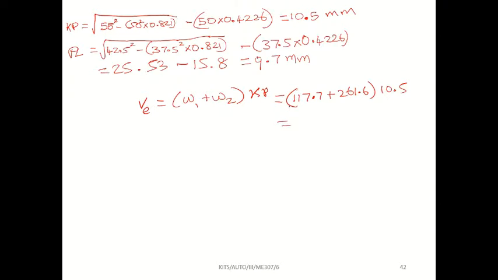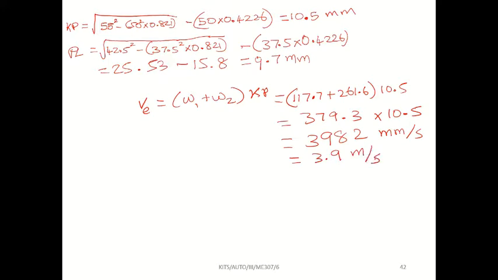117.7 plus 261.6 is 379.3. 379.3 into 10.5. Answer is 3982 mm per second. That is 3.9 meter per second.